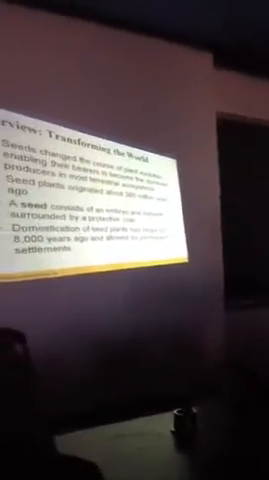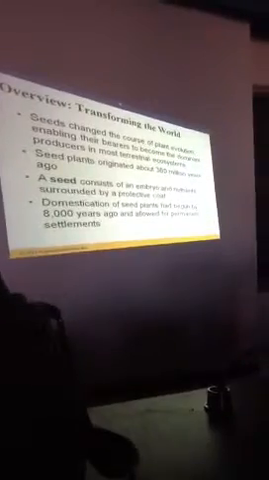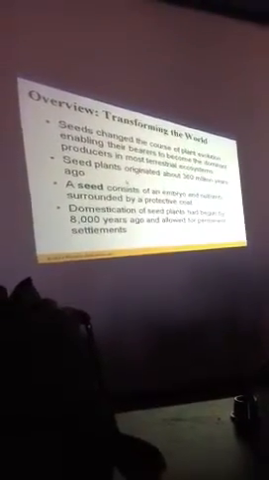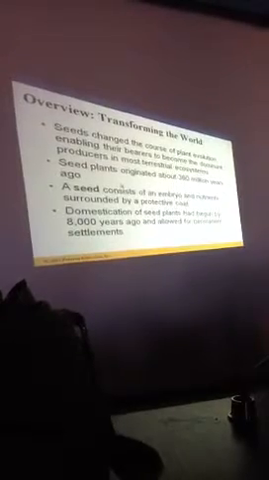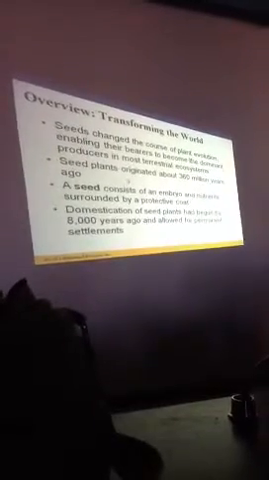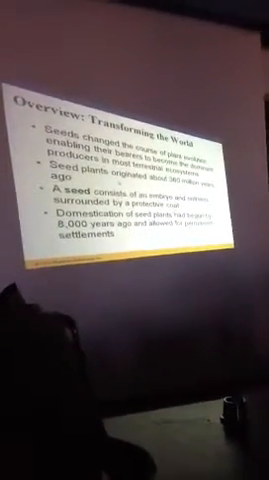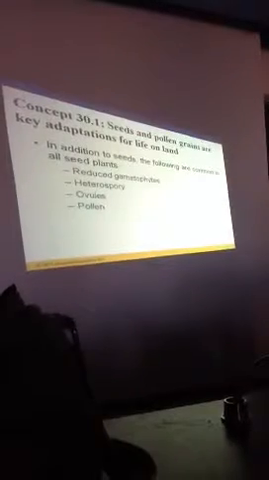So obviously seeds are an advantage over not having seeds because there's less of a reliance on water. And I mentioned last time that the seed is almost like a lunchbox because it's protecting the embryo and there's nourishment. Okay, and the domestication of seed plants began about 8,000 years ago. So here's a fossil of an early seed.